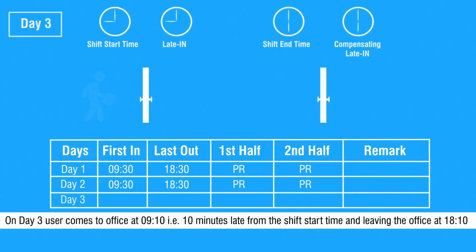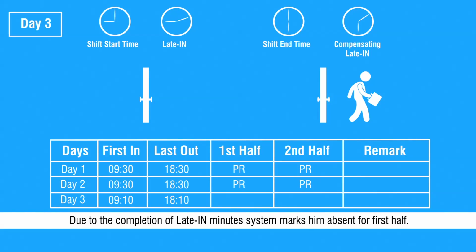On day 3, user comes to office at 9:10, that is 10 minutes late from the shift start time and leaving the office at 18:10. Due to the completion of LateIN minutes, system marks him absent for first half.